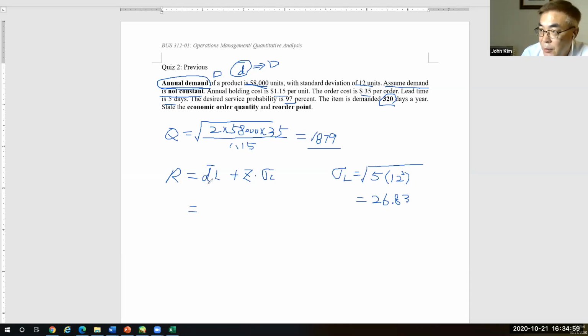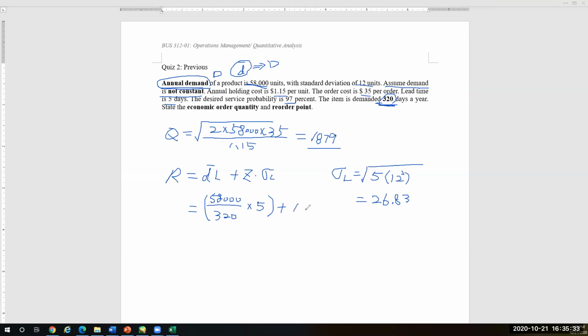And then daily demand is annual demand divided by the number of days. So 58,000 divided by 320, times L, which is 5, plus, did I say the Z score is 1.9? Yep. 1.9 times 26.83.